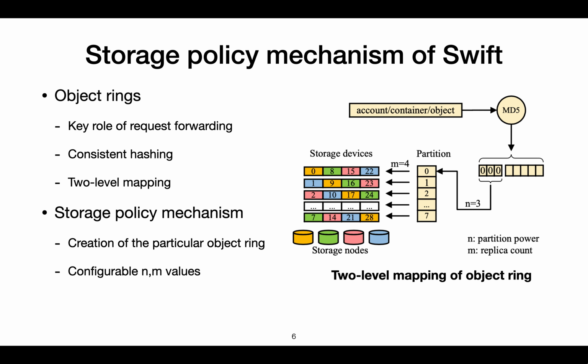Swift's storage policy is realized through the creation of a specific object ring. Each storage policy corresponds to a separate ring, and this ring can be configured with different values of n and m. That is, the number of partitions on the ring and the number of replicas of each object can be customized. Therefore, different reliability requirements can be met through different rings, and the different performance requirements can even be met through different storage media.